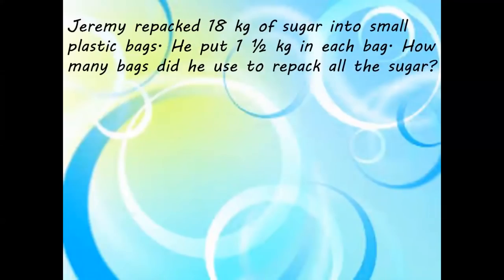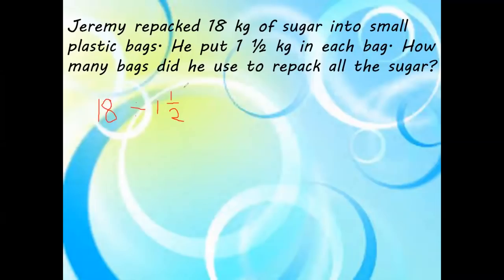Okay, so for our next example, we have Jeremy repacked 18 kilograms of sugar into small plastic bags. He put 1 1/2 kilogram in each bag. So how many bags did he use to repack all the sugar? So we still need to identify which number should be the dividend and which number should be your divisor. So in this example, the dividend is 18. As stated in the problem, Jeremy needs to repack these 18 kilograms into a certain number of bags with 1 1/2 kilogram of sugar in each bag.